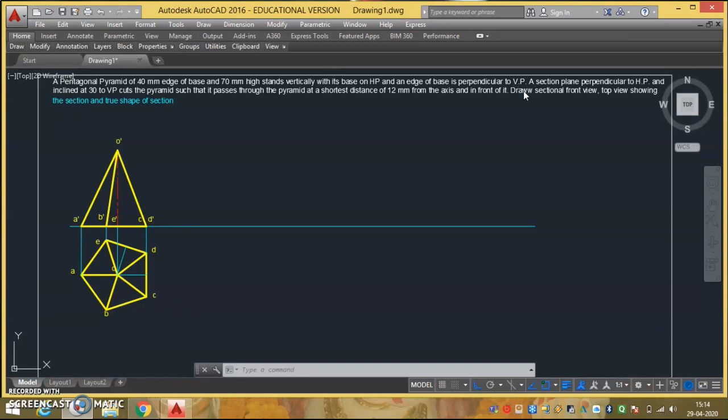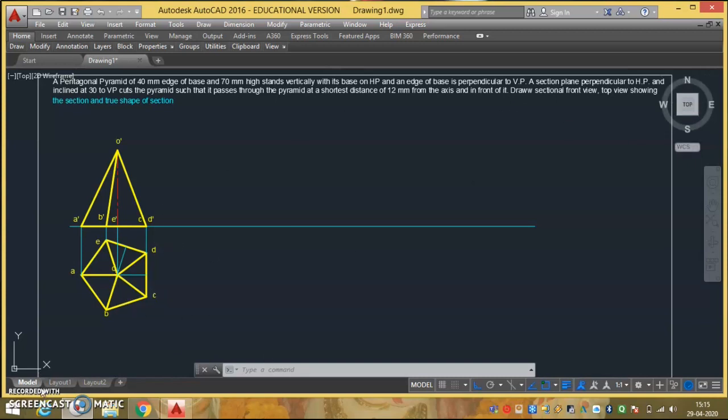Now moving ahead in the question, it says a section plane perpendicular to HP. What do you mean by section plane perpendicular to HP? The plane, wherever it is perpendicular, there you have to draw the line. So if the plane is perpendicular to HP, then in HP I am going to get a section line inclined 30 degrees to VP. That means 30 degrees to the XY line. It cuts the pyramid in such a way that it passes at a shortest distance of 12 mm from the axis. So the section plane is at a distance of 12 mm from the axis. So that you have to consider.